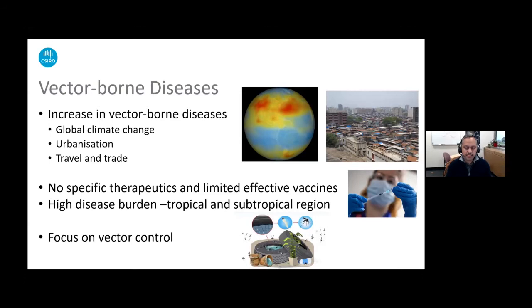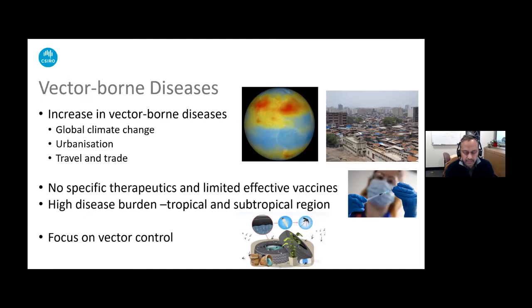So vector-borne diseases are diseases transmitted by insects like mosquitoes, chilocoides, tsetse flies, as well as things like ticks. And there has been an increase in the number of these diseases over the last decades. And that's mainly because of three things. One is global climate change. So as the climate is warming, the geographic distribution of these mosquitoes and insects is increasing, leading to more transmission. There's also urbanization, and by urbanization, I really mean rapid urbanization that's happening all around the world in many cities.